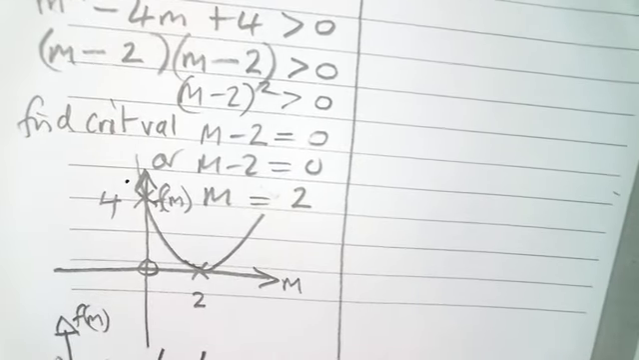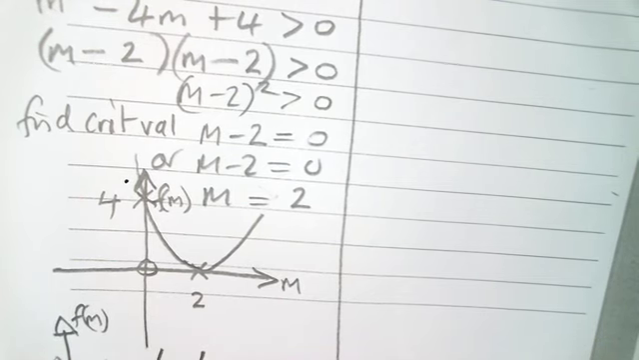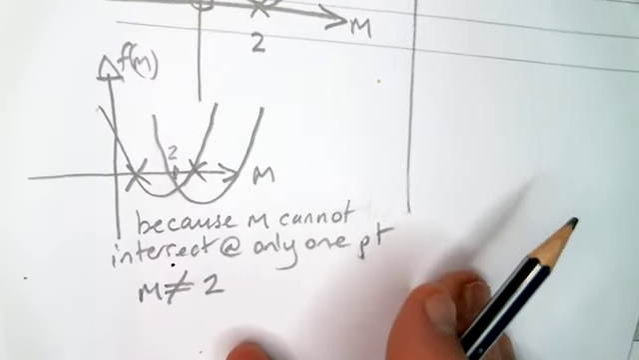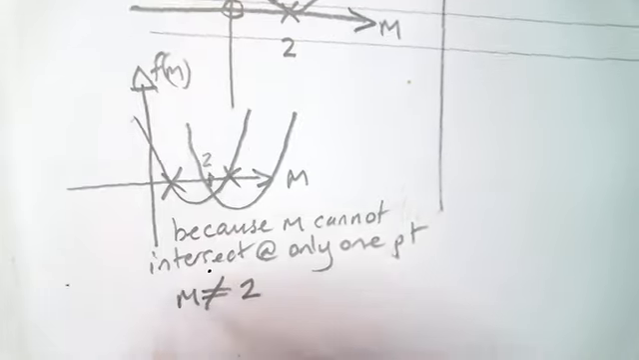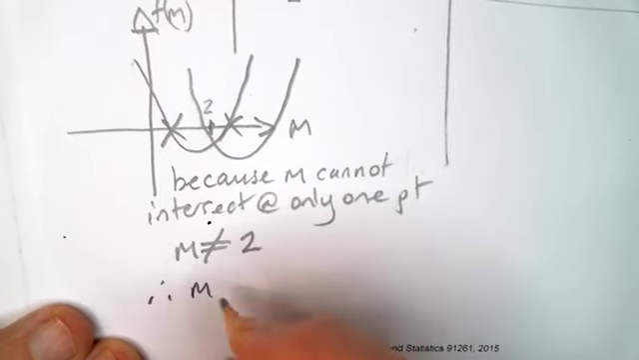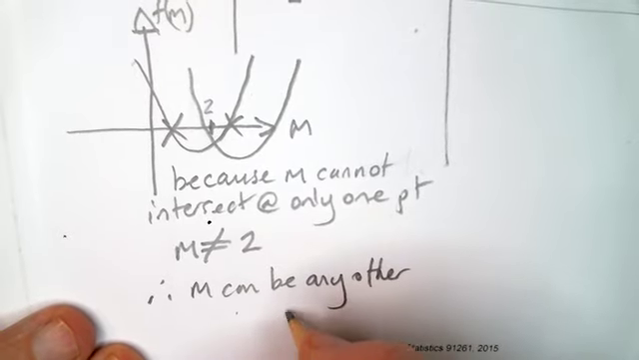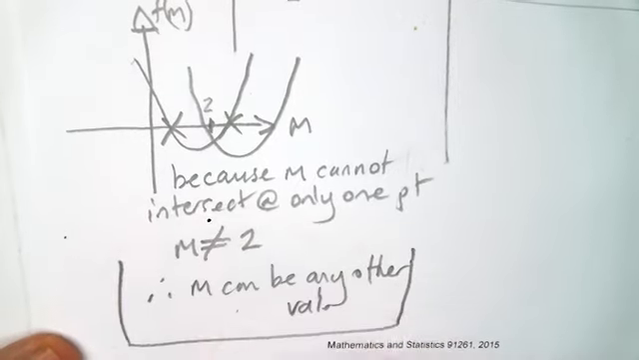All right, so that makes sense. So we've now actually found ourselves in a situation where we found the first bit. Find the possible values of m. So m can be any value, but not 2. So therefore m can be any other value. There it is.